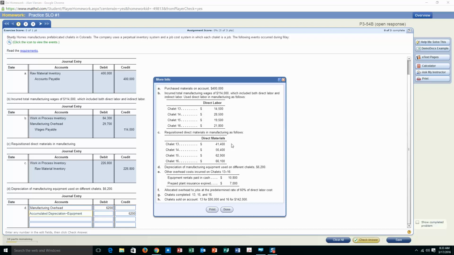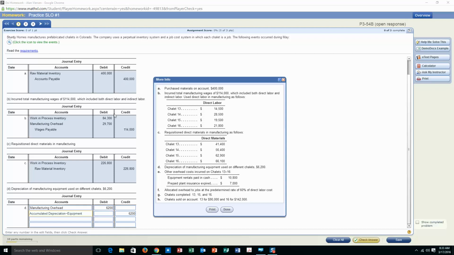Now, if you turn to pages 129 to 136, it basically walks you through this problem in the textbook. But just to look at it real quickly, we're doing the journal entries first of all for purchase of materials on account. Now, this problem is an open response problem, so you actually have to type in the names. So to purchase material, we had to type in raw material inventory 400, accounts payable for 400.